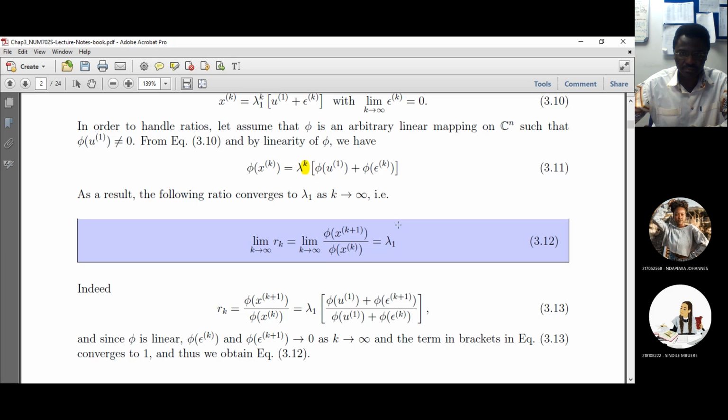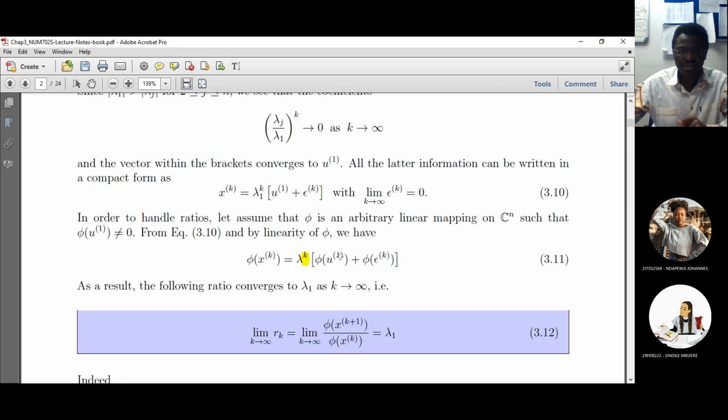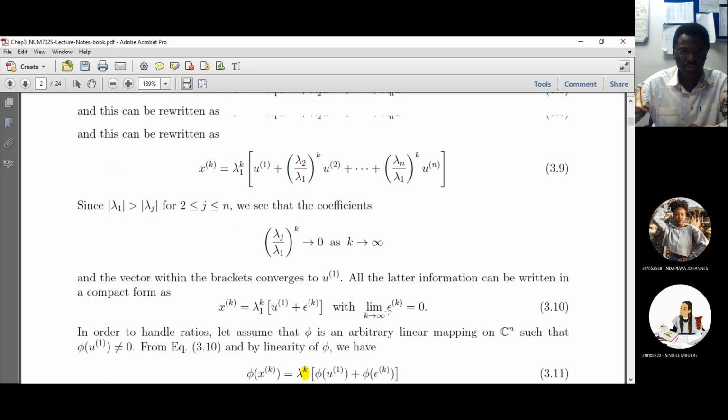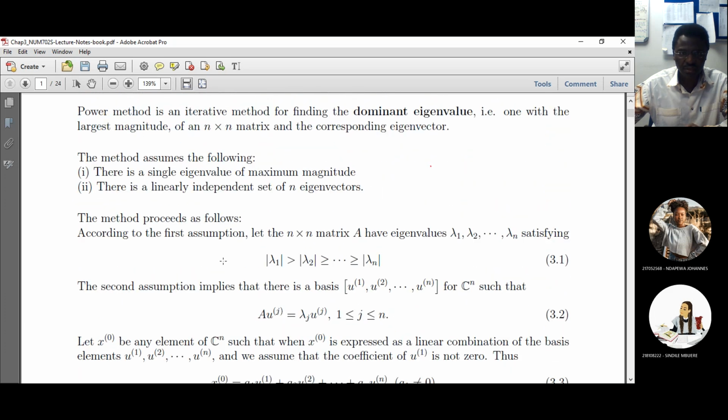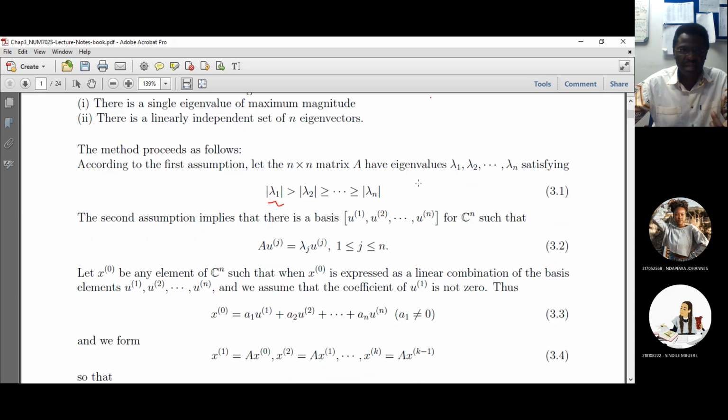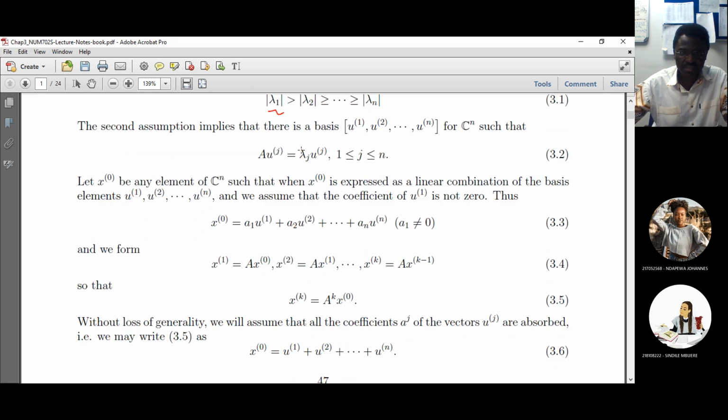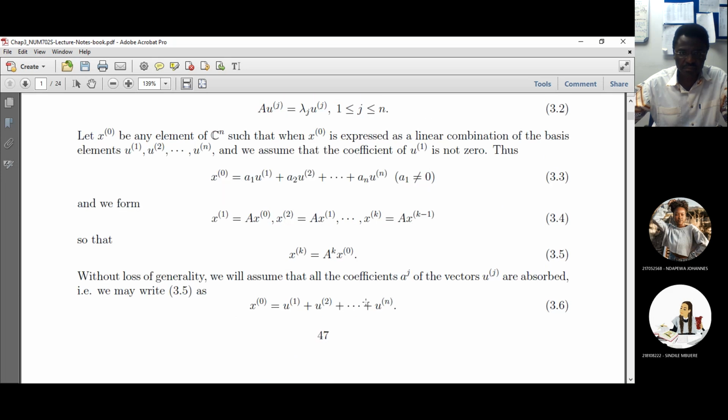Okay, so I will come here. This formula allows us to compute lambda 1, which is the dominant. We call lambda 1 the dominant because in absolute value, lambda 1 is greater than all the remaining eigenvalues. So lambda 1 will be our dominant eigenvalue. You are familiar with linear algebra, right? All this is linear algebra.